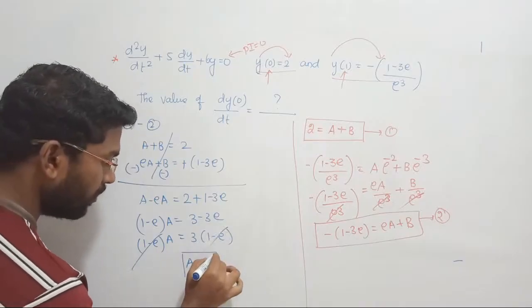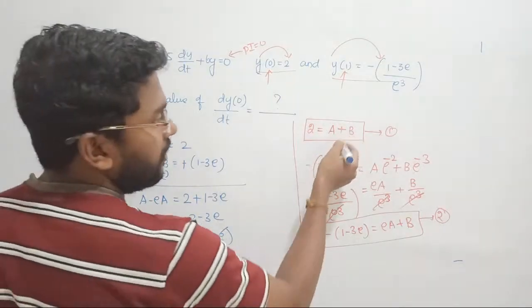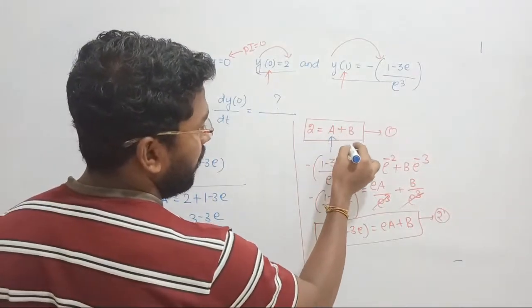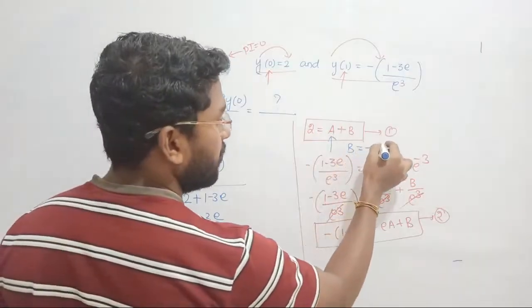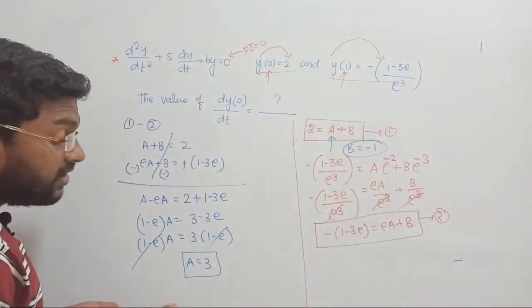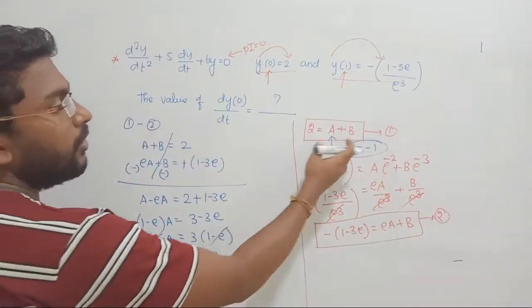a equal to 3, that's all. Substitute a equal to 3 here. If I put a equal to 3 here, then b is equal to 3 going to the other side, minus 3. 2 minus 3 will become minus 1. See how easy your questions are. a equal to 3, b equal to minus 1.